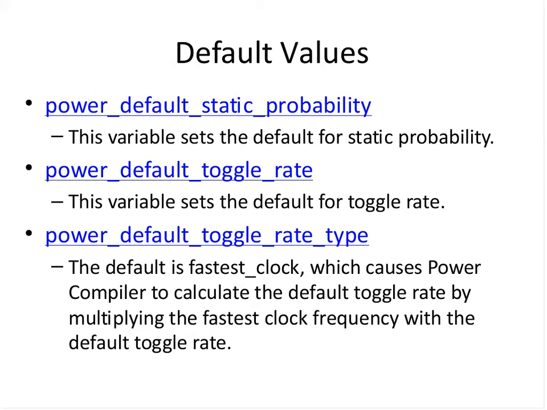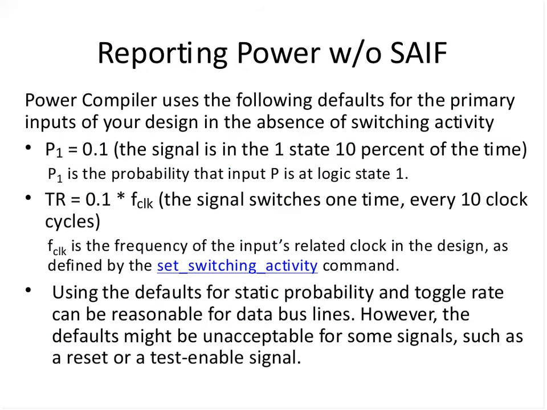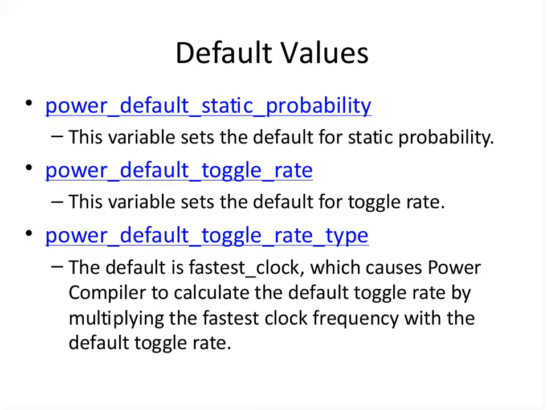These are the variables that define the default values: power_default_static_probability for static probability, and power_default_toggle_rate for toggle rate. Now you have a variable called power_default_toggle_rate_type, whose default is fastest clock. That means if you have multiple clocks in your design, power compiler will use the fastest clock as the value of FCLK. You can also change this by using the command set_switching_activity. You can look at the man page, and you can say for each of the inputs to use a particular clock. So this is what you do when you do not have a switching activity with you. You can apply some default switching activity and calculate the power.